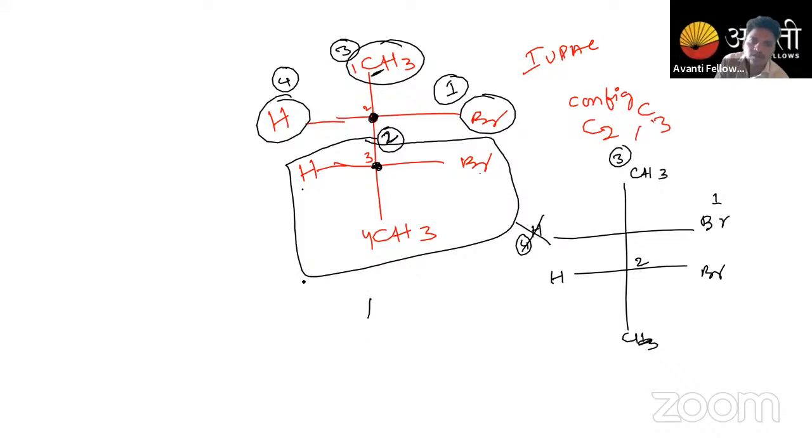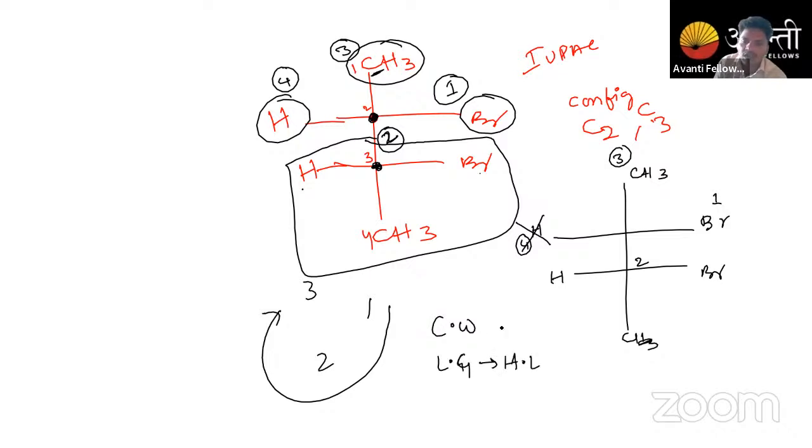I told you, keep the hands here. Just see here, 1, 2, 3. What is the rotation, guys? Clockwise rotation. Where is the lowest group? Horizontal line. So clockwise rotation is R. If the lowest group is at the horizontal line, what is the configuration? R or S? Tell me in the chat box. Yes, very good. So this will become S configuration. So the second carbon is S configuration.